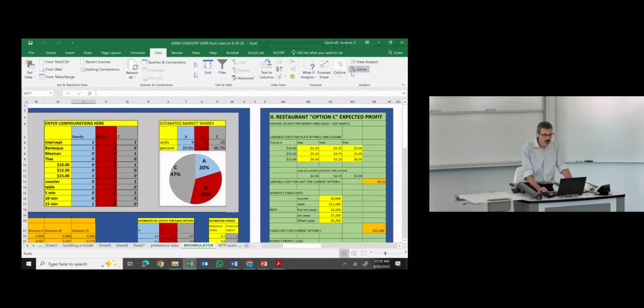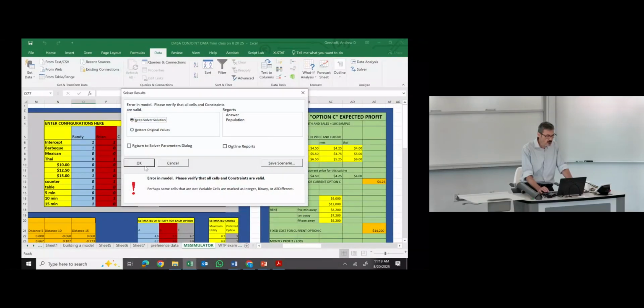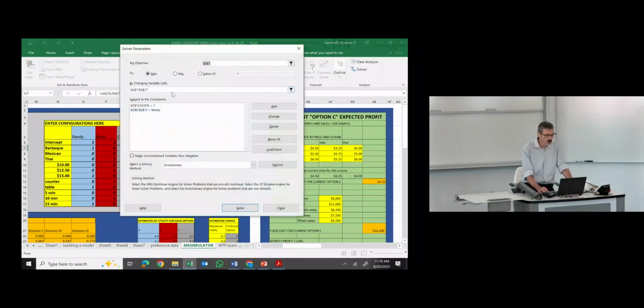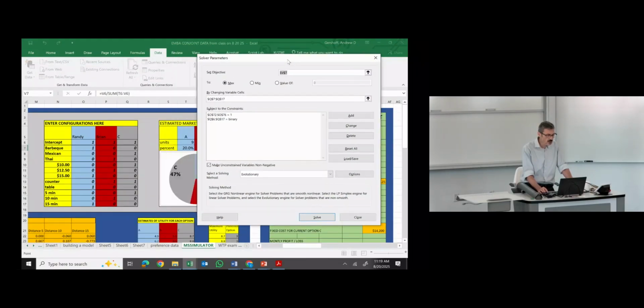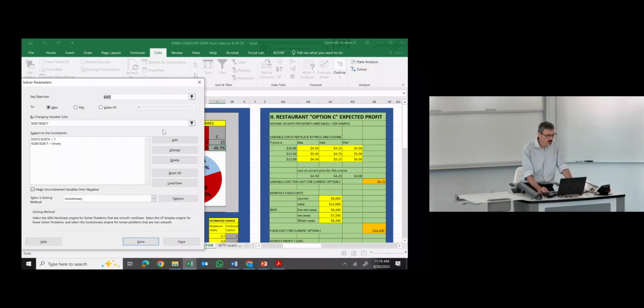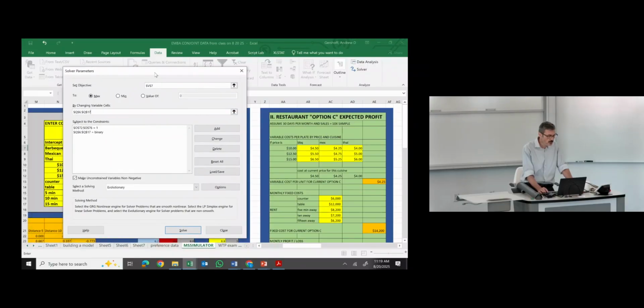And so then, if I say Solver, let's try to solve this. We'll see. Solver, this one, by changing these payouts. Let's see if it's working.